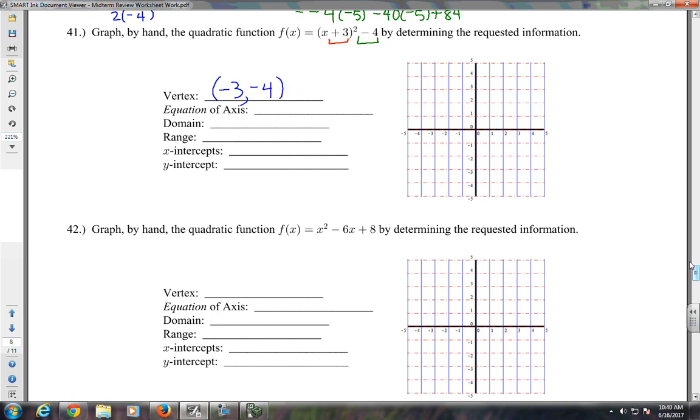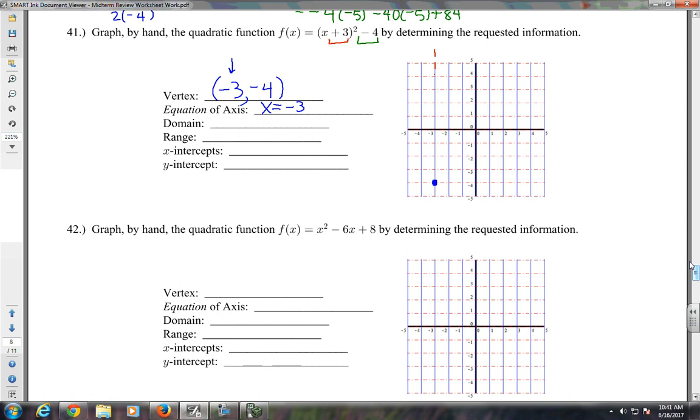That's a down transformation. Once I have my vertex, I think I'm going to plot as I go. Get that one ready to go. And the equation of my axis is going to be indicated by whatever I got right there. Okay, so the equation is always going to be x equals whatever the x value of my vertex is.